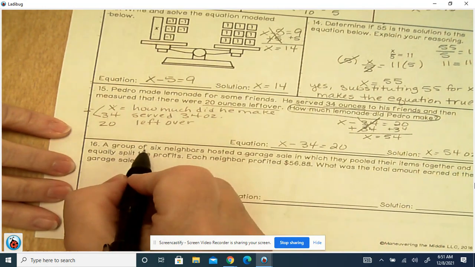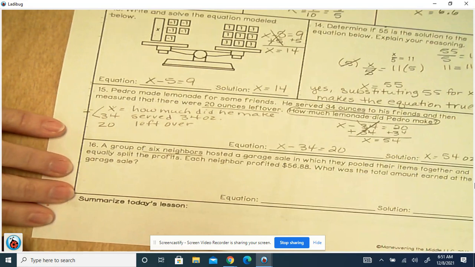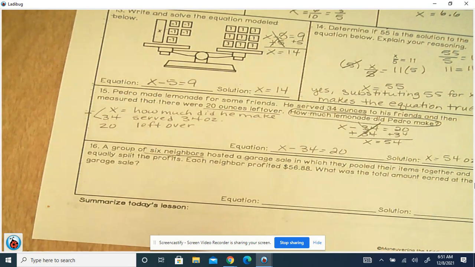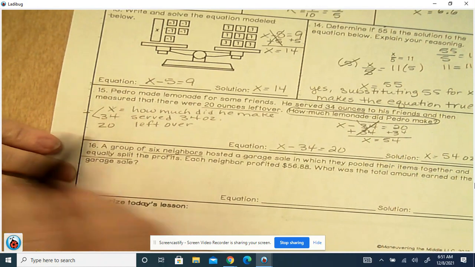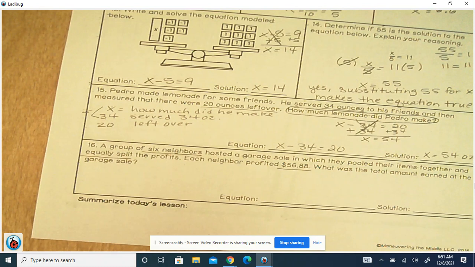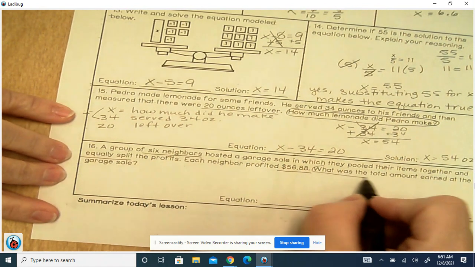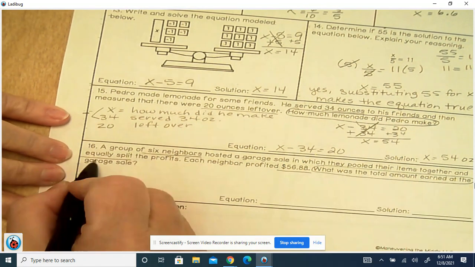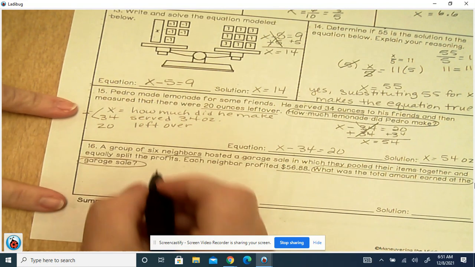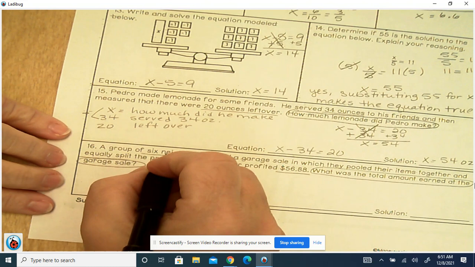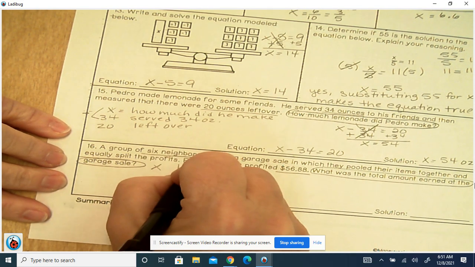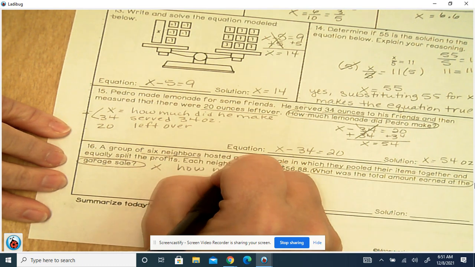Number 16. A group of 6 neighbors hosted a garage sale in which they pooled their items together. That means they put all the money together and equally split the profits. Each neighbor profited $56.88. What was the total amount earned at the garage sale? So what was the total amount that we earned? All right, so x is how much they made. That's what we're looking for.